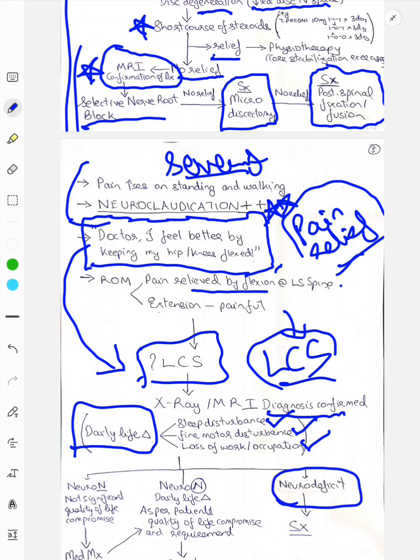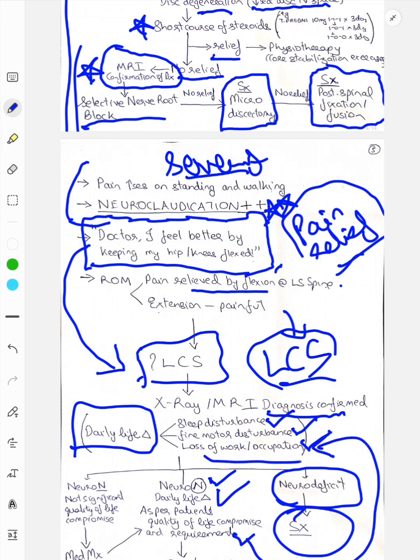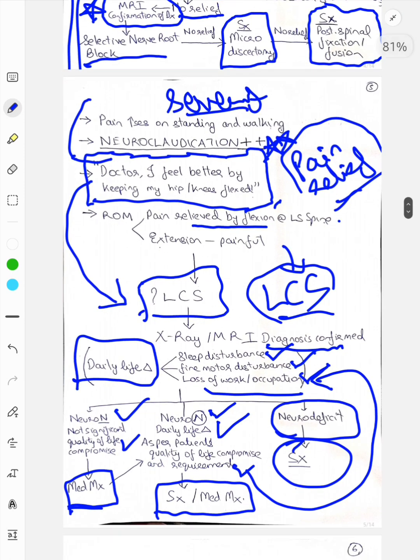Whenever there is neurodeficit in a picture of LCS, straight away surgical management is advisable. Whenever the neuro is normal, but the daily lifestyle and quality of life are getting compromised, and he or she is not able to fulfill daily requirements, with loss of work and occupation, at that time also surgical management would be better than medical management. It depends on the patient condition and requirement. We are treating the patients, not the report. So depending on the patient's requirement, we might go for surgical or conservative management. And if the neuro is normal and it is not affecting the quality of life, he or she is getting good sleep, able to do daily work, no fine motor disturbances, you might go for medical management, explaining all the complications of LCS, right?